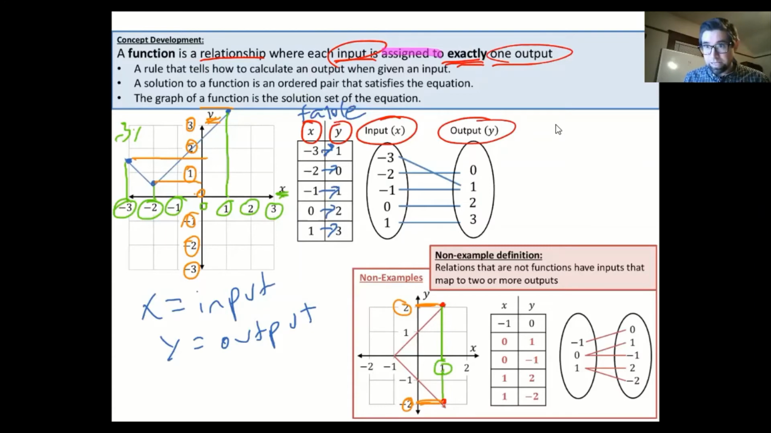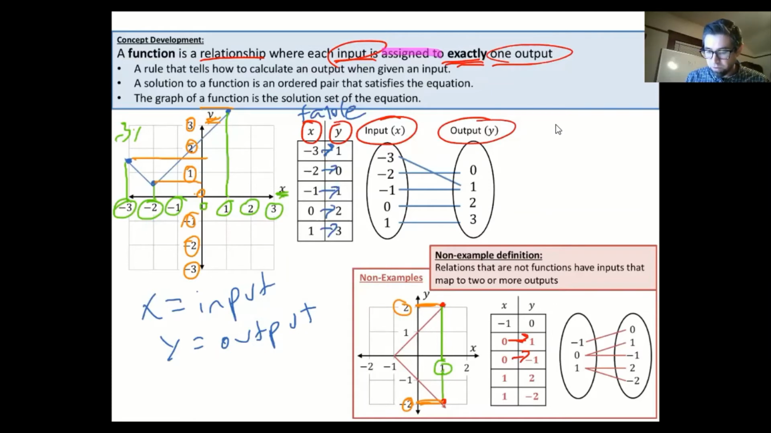In the non-example table, if it's not a function, we should probably have one input going to two outputs. So let's see where that would be. To begin with, I have 0 being output to 1. Okay. But then if I look at the next point, I have another 0. So I have the same exact input, 0. But this time it's going to -1. This is not a function because the input 0 is assigned to two different output values. It's assigned to 1 and -1. This cannot be a function.